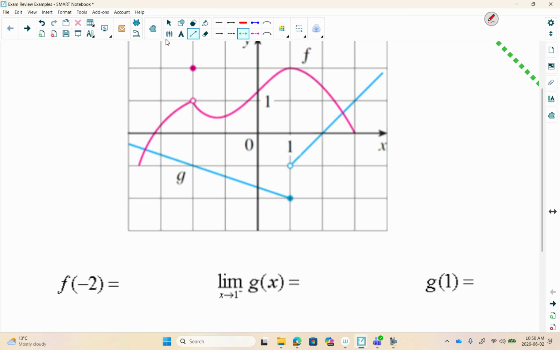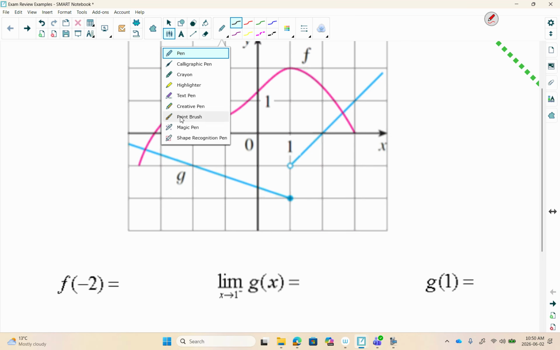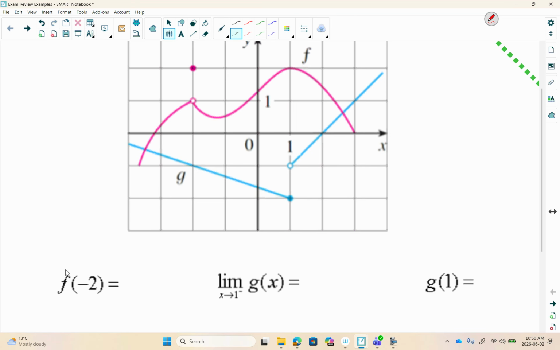For the first question, it says f at -2. I want to look at the pink curve. And this actually wants the defined height. So I'm going to go 2 spots to the left. There's an open dot 1 unit high and a closed dot 2 units high. For this particular question, I have to pick the closed dot.